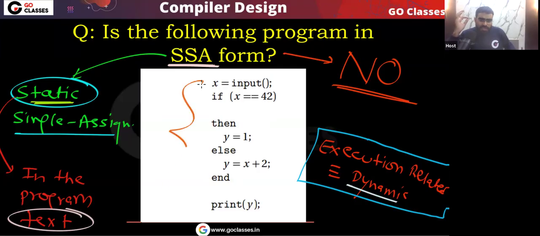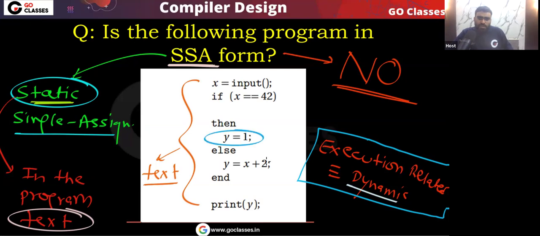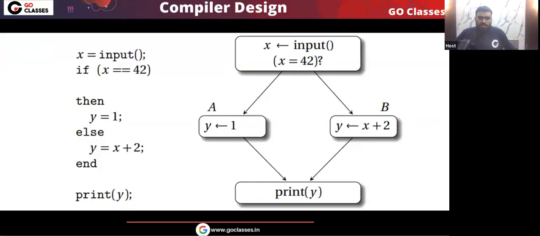Now look at this text and tell me. Don't run the program. Don't think about the execution of the program. Just look at this text. Is this in SSA? No, this is not in SSA because you are assigning y more than once. Is this understood? So remember, static single assignment means that we are dealing with only program text. I hope you understood. Is this clear?